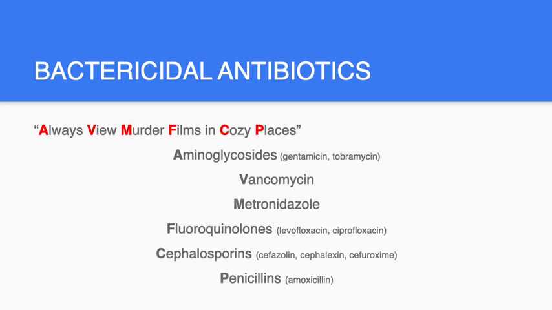Now we're going to get into our bactericidal antibiotics. So this includes our aminoglycosides, including gentamicin and tobramycin, vancomycin, metronidazole, fluoroquinolones, which include levofloxacin and ciprofloxacin, cephalosporins, which include cefazolin, cephalexin, cefuroxime, and then our penicillins, primarily amoxicillin. So I like to remember this using the mnemonic, always view murder films in cozy places. It's kind of a weird way, but it helps me, so maybe it'll help you too.